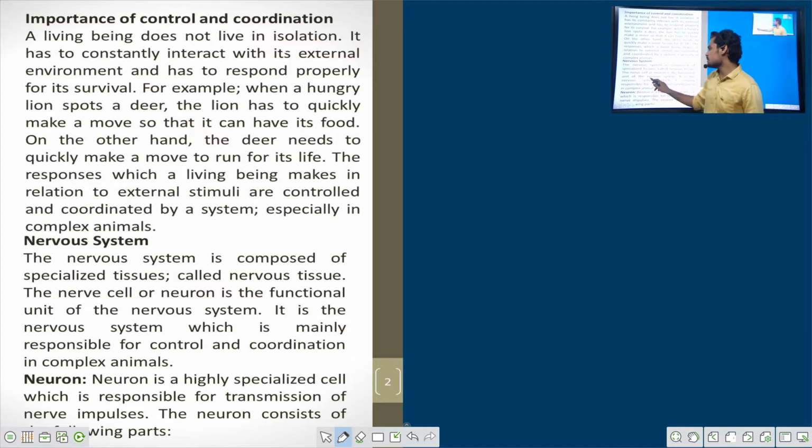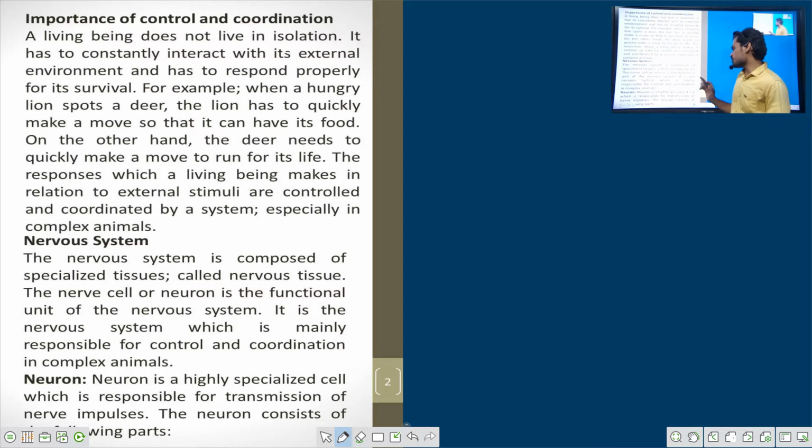It is the nervous system which is mainly responsible for control and coordination in complex animals. The signal is given by the sensory organ to the nervous system, and from the nervous system it moves on to the brain, and the brain initiates the action, whether to withdraw from the stimulus or to act on the stimulus of the environment. Let me explain what a neuron is and what the basic structure of the nervous system consists of.